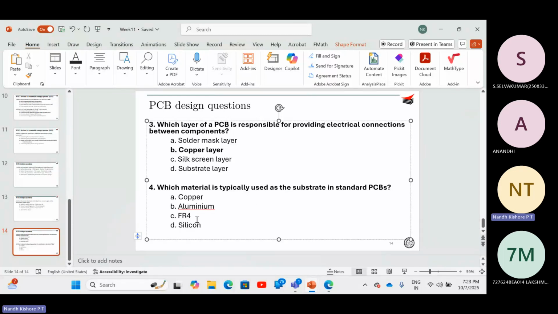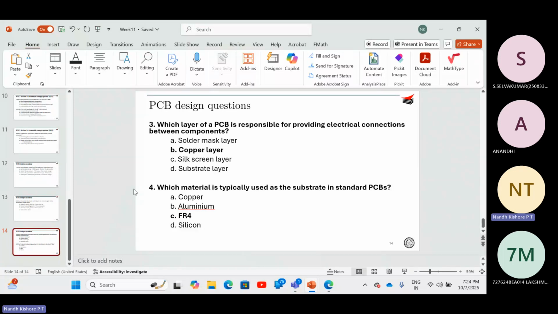What is the substrate in PCBs? Is it copper, aluminium? Correct, it is answer C. That is FR4. All PCBs are typically made up of FR4 substrate. There are also other PCBs. So standard PCBs are mainly made up of FR4. If you go to a PCB manufacturer website, you can see many PCB manufacturers provide you options with different substrates. FR4 is standard, but you have other PCBs known as metal core PCBs. So there are a lot of options as well. Epoxy and so on.